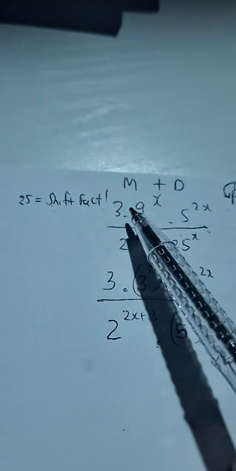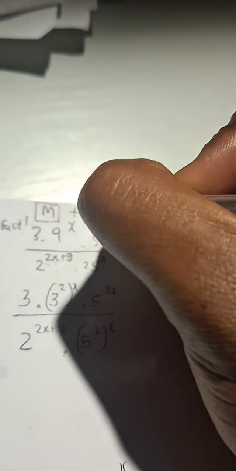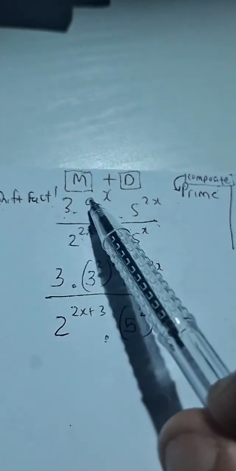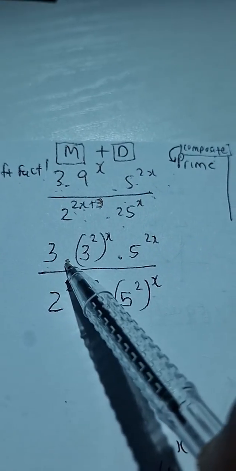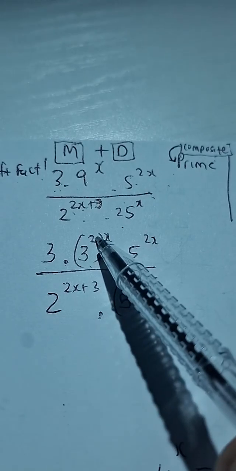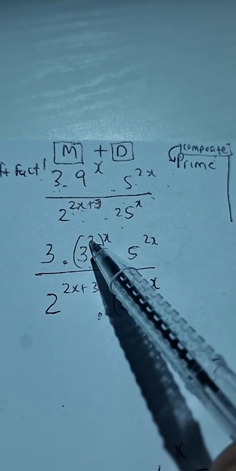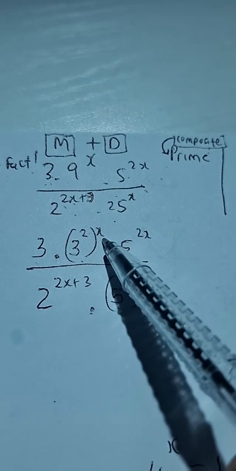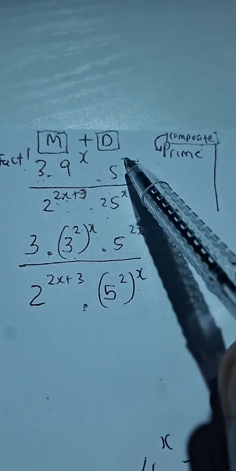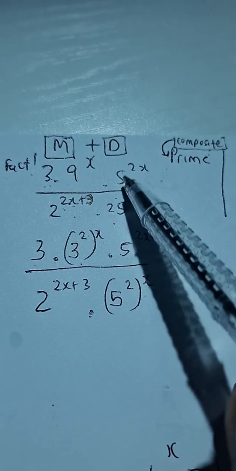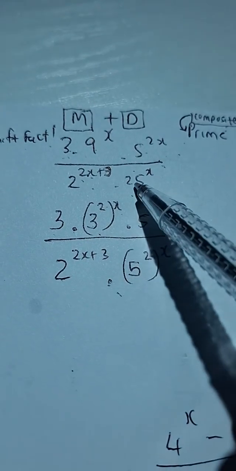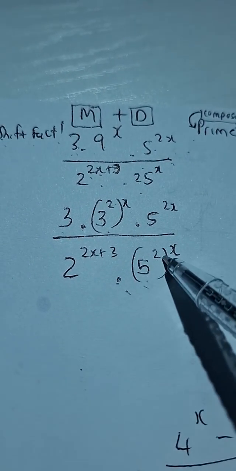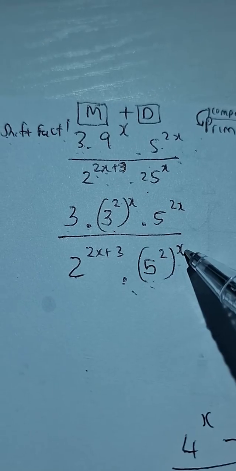And all we do, guys, if there's multiplication and division, and we can see there are numerical bases multiplied and divided with each other: 3 is 3, dot means multiply. 9 becomes 3 to the power 2. You say 9 is equal to shift fact, you get 3 to the power 2. You keep that in brackets, you raise it to the power x, times 5 to the power 2x. That's a prime base, because it's a prime number. 2 is a prime base, 2 to the power 2x plus 3 times 25. 25 can be changed to 5 to the power 2, prime base, raised to the power x.